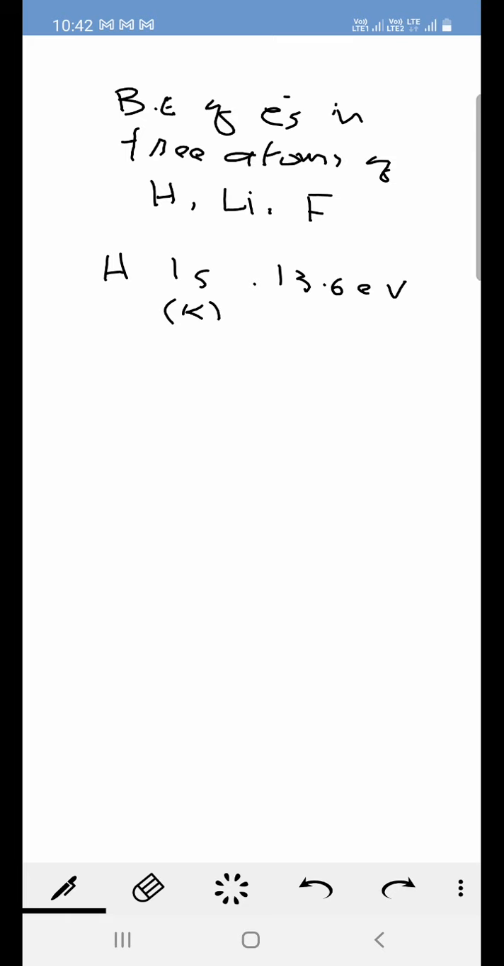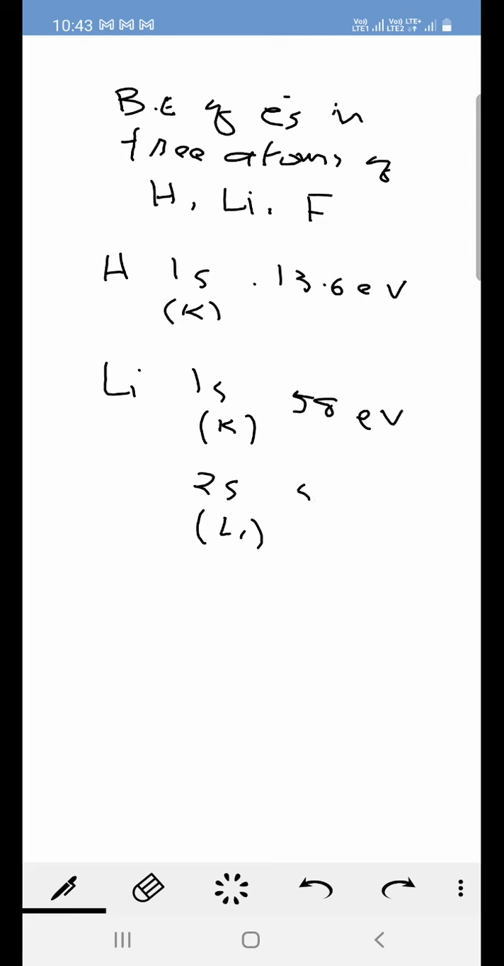For lithium, there are two states. One is from the K state, as in the case of hydrogen, and the other is from the 2s state. So this is L1. So it is 58 electron volt, and this is 5.4 electron volts.